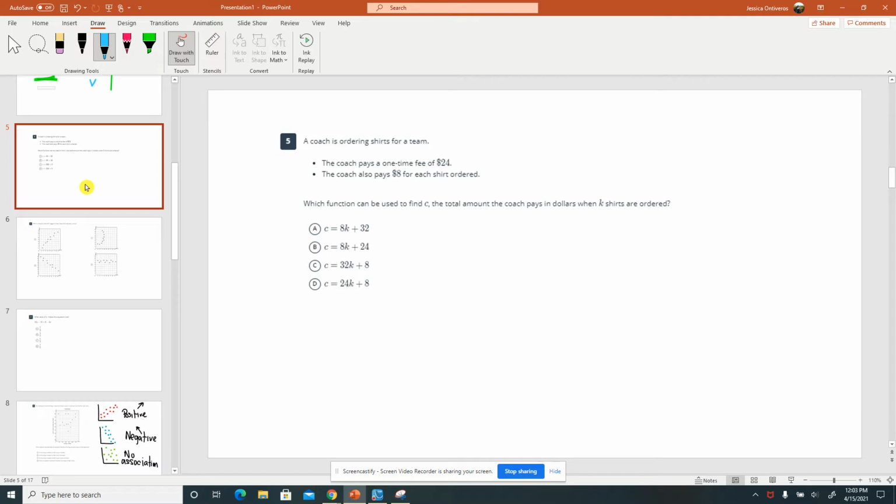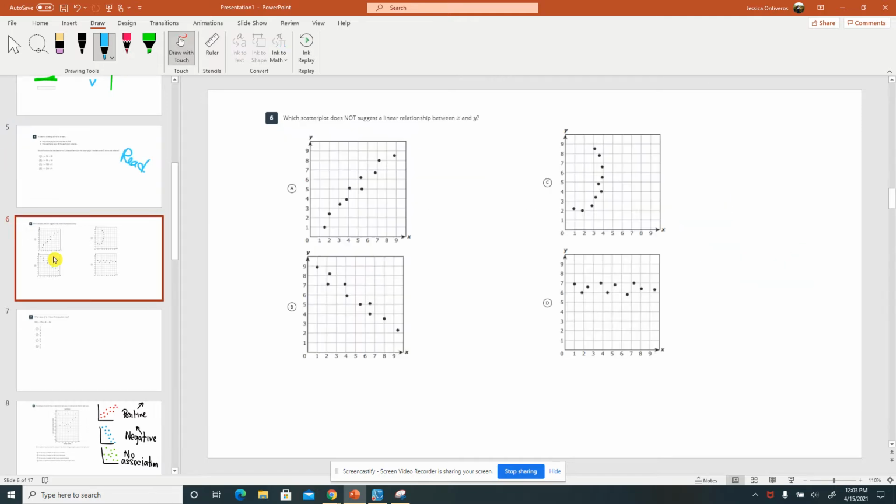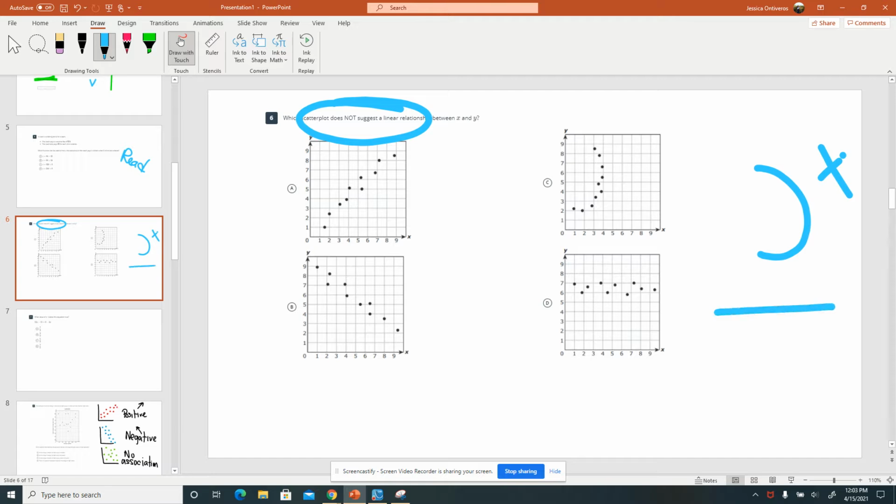For question number 5, I just need you to read and choose the best answer. For number 6, which one does not show a linear? If they're in a curve, that's not linear. If they're straight lines, it's linear.